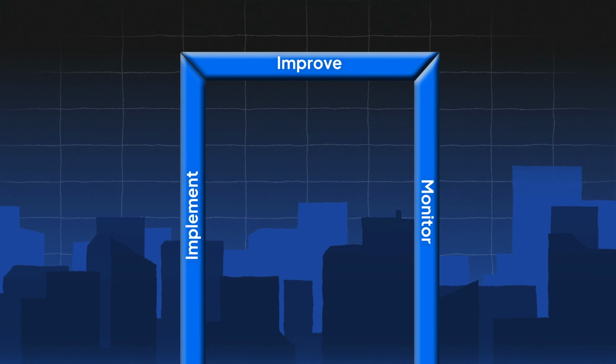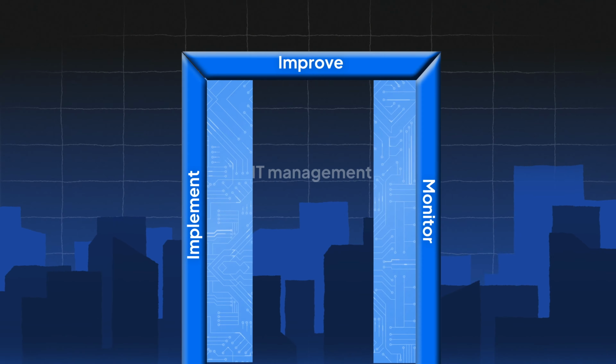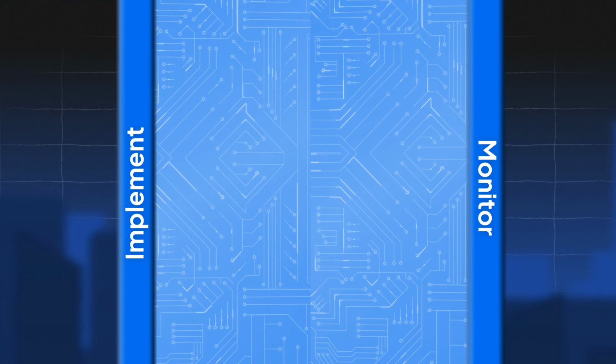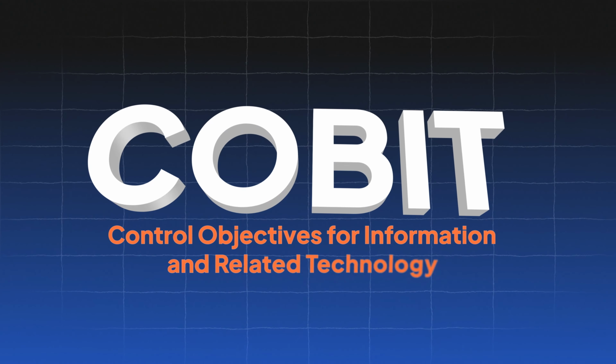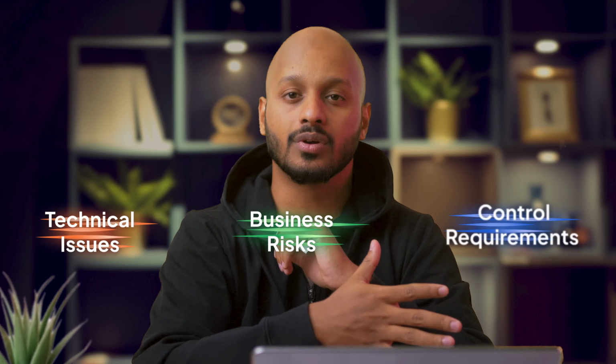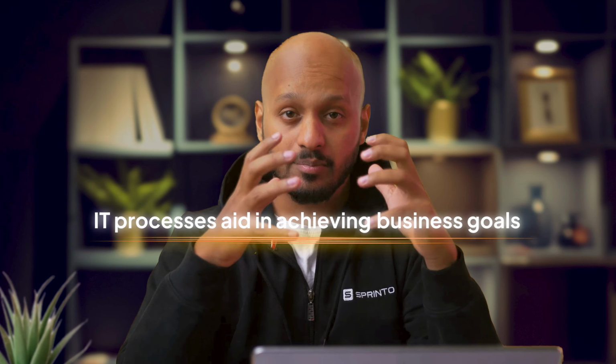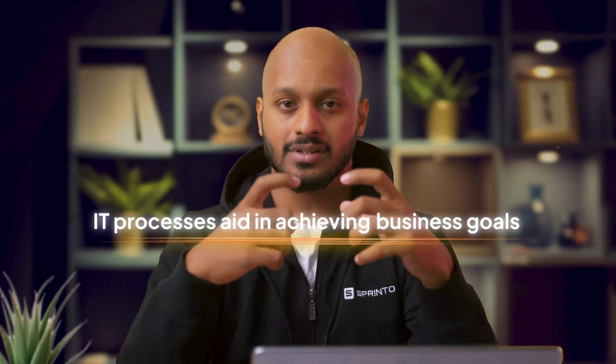So, what these enterprise companies need is a centralized framework, a common language, so businesses can better implement, monitor, and improve IT management best practices across several roles in an organization. Enter the Control Objectives for Information and Related Technology. Very simply put, COBIT is a globally accepted framework that helps enterprise companies optimize their IT governance. It does this by bridging that crucial gap between technical issues, business risks, and control requirements to ensure that IT processes aid in achieving business goals.